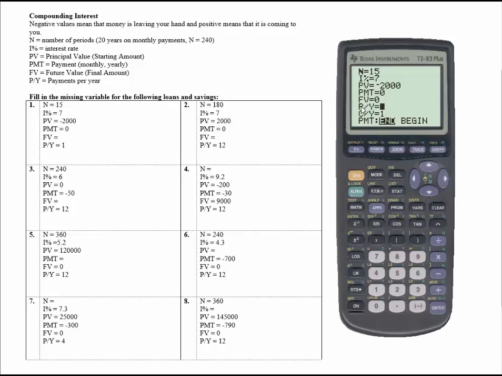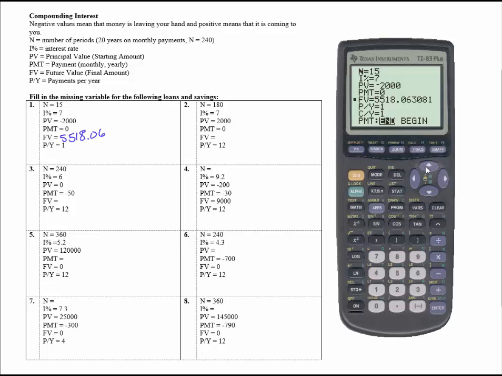Now notice here, this is payments per year or cycles per year, and they're usually the same number. So future value, and that's what we want. So we hit alpha solve. So alpha enter gives us a solve, and this one is $5,518. Let's put that in there. And be sure to round to the nearest penny.